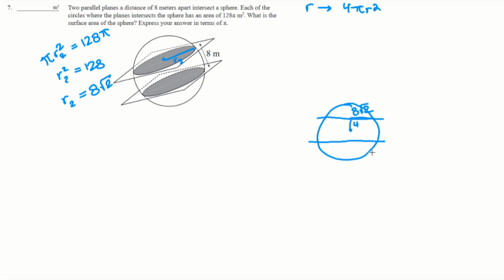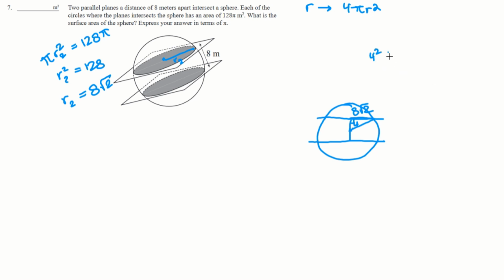Okay, now we can figure out the surface area of the sphere. When you're measuring the distance between these planes, you're measuring it perpendicular to the planes themselves, and because they're equidistant from the center, we can say that the distance is 4 from the center of the sphere too. So this is going to be a right angle here, so now you have a right triangle with side lengths 4 and 8 root 2. And to figure out the radius of the sphere, we can use the Pythagorean theorem.